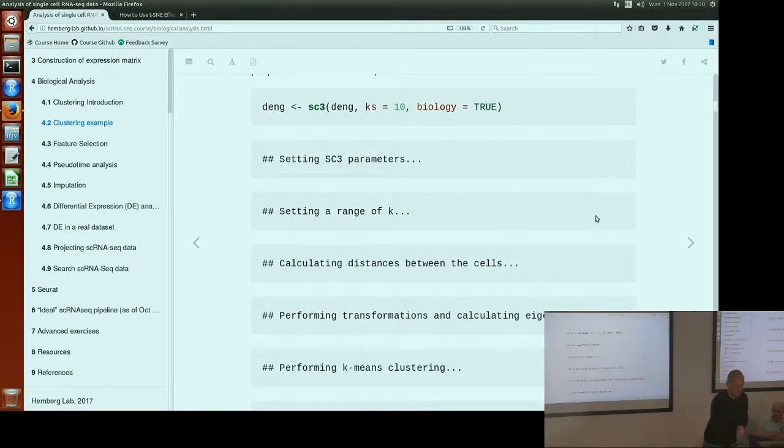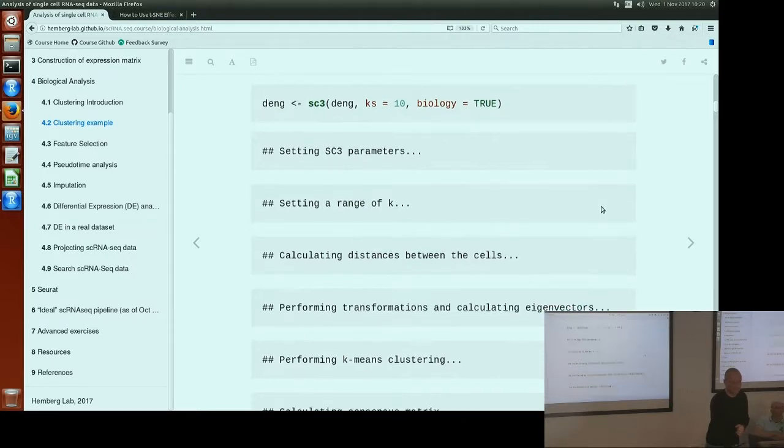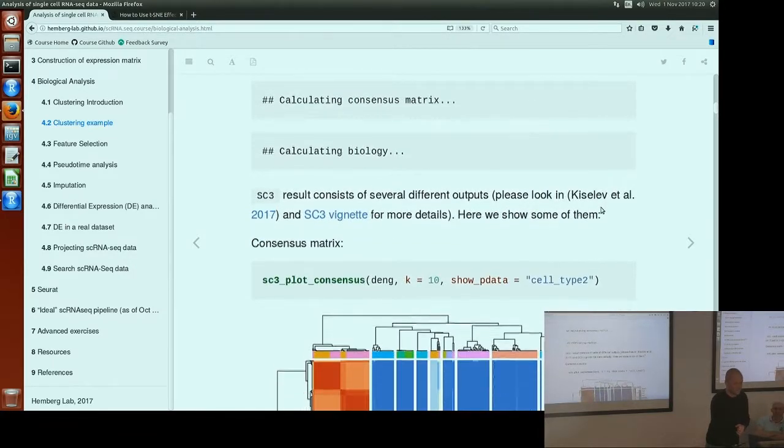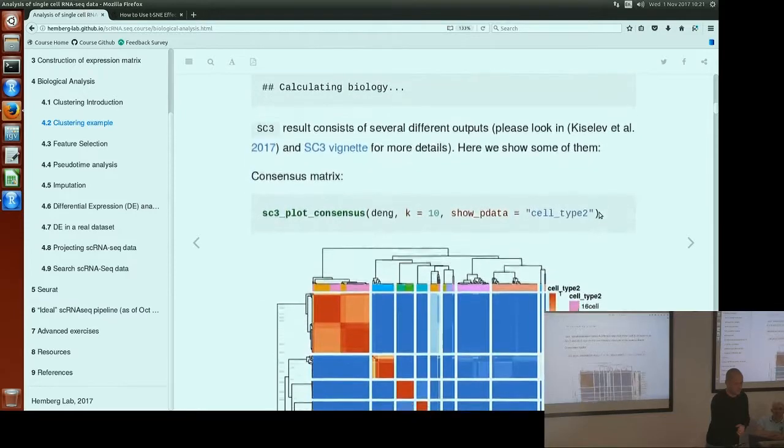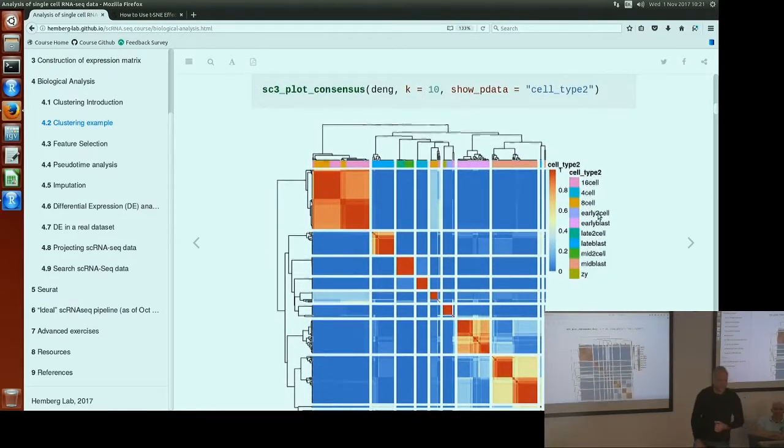Okay, so have you run the clustering by SC3? Did it work? No errors? After you run the SC3 clustering, you can visualize the results by using different plotting functions. One of them is called SC3 plot consensus. You can just run this line of code.